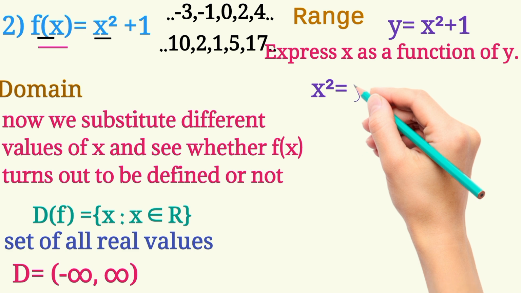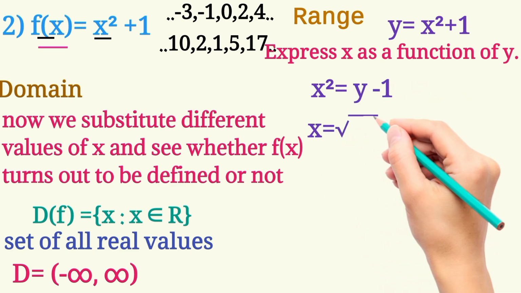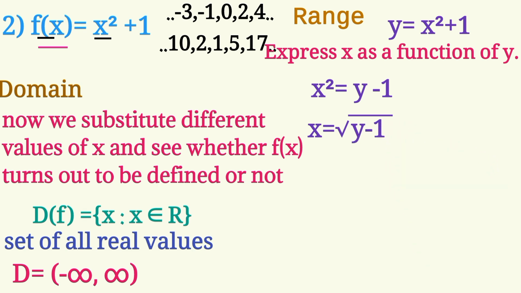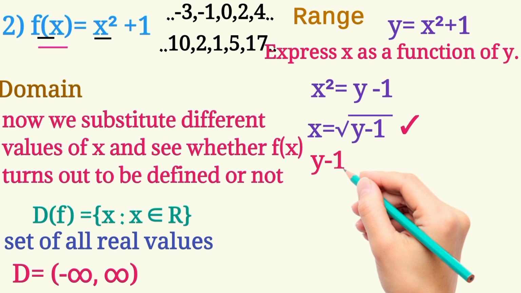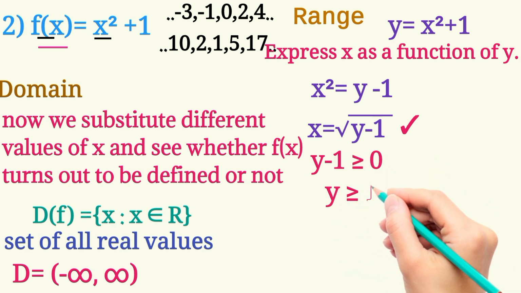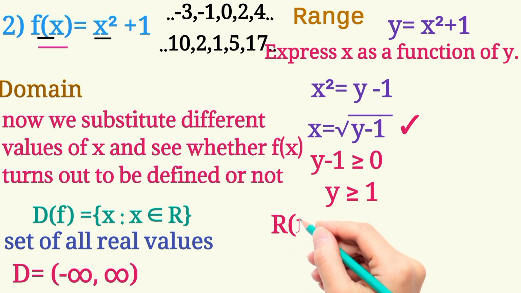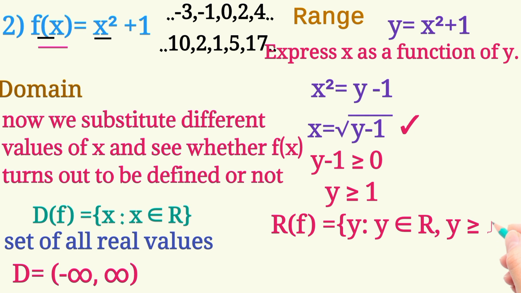So we will get x² = y - 1, or x = square root of (y - 1). Here we have square root in the function. So here y - 1 should always be positive for x to be defined. So y - 1 should always be greater than or equal to 0. Or y should always be greater than or equal to 1. So range of the function will be {y such that y belongs to R, where y is always greater than or equal to 1}. Or range of the function is [1, infinity), where 1 is included in the range.